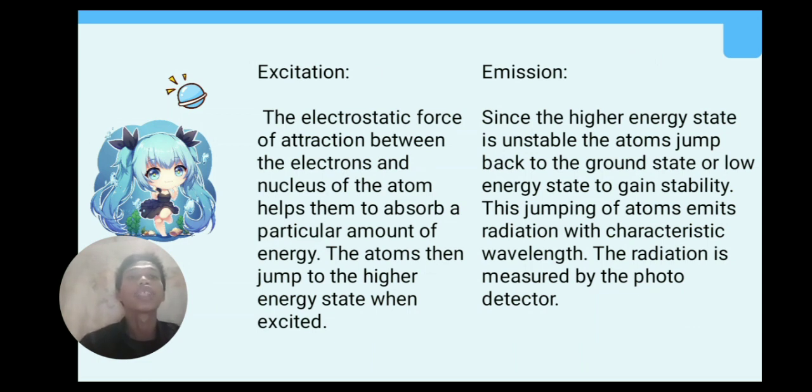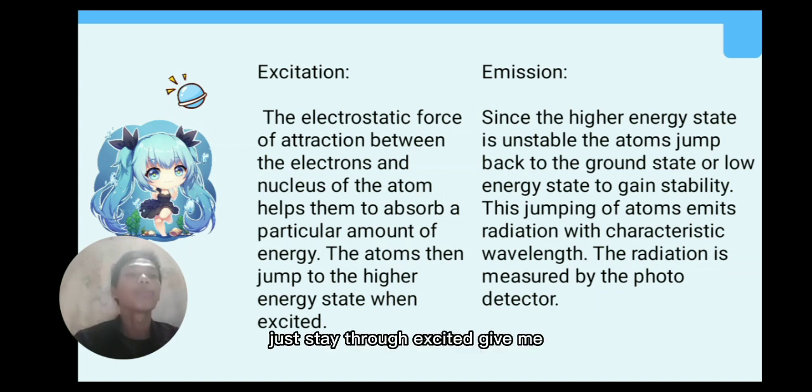Next is the excitation. The electrostatic force of attraction between the electrons and nucleus of atoms helps them to absorb a particular amount of energy. The atoms then jump to the higher energy state when excited. Emission. Since the higher energy state is unstable, the atoms jump back to the ground state or low energy state to gain stability. This jumping of atoms emits radiations with characteristic wavelength. The radiation is measured by the photodetector.